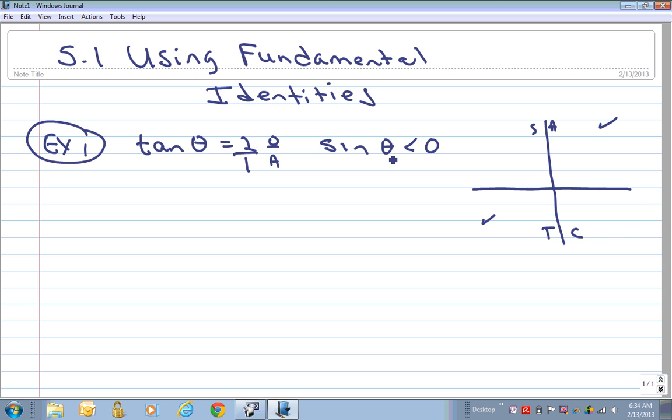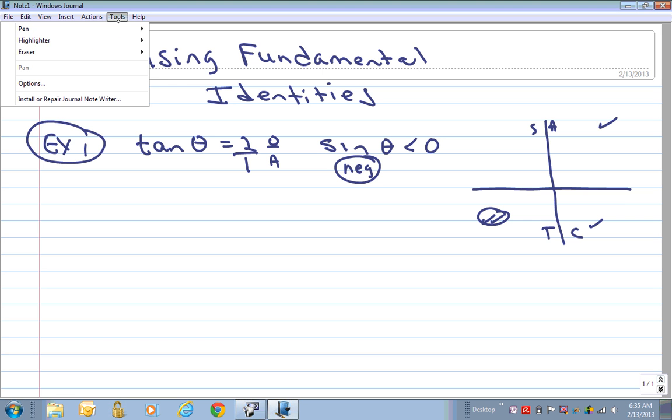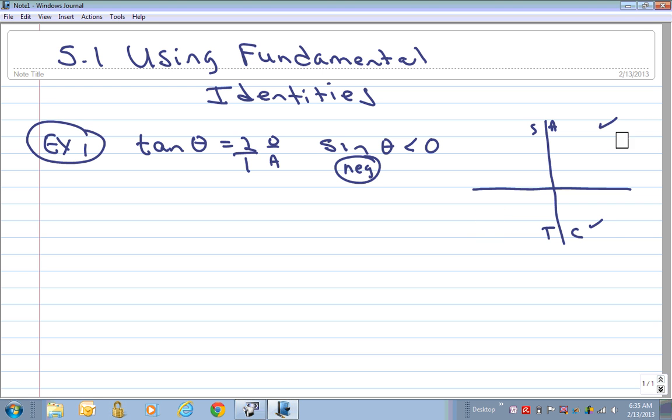And this says sine theta is less than 0. That means sine is negative. Well, sine would be negative in the third and the fourth quadrant. So we must be in the third quadrant. So let's go ahead and draw our triangle in the third quadrant. I'm going to erase those little check marks. I should have made them down here at the bottom. It makes it a little easier. You don't have to redraw another triangle. So I know that's where I am now.